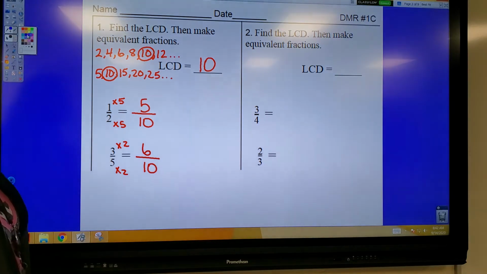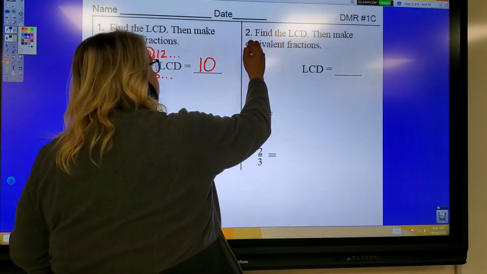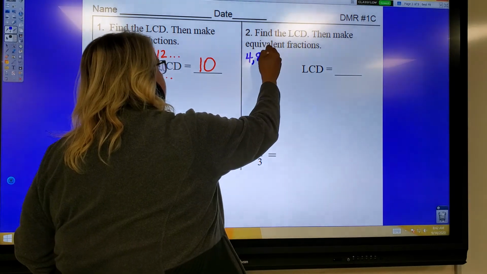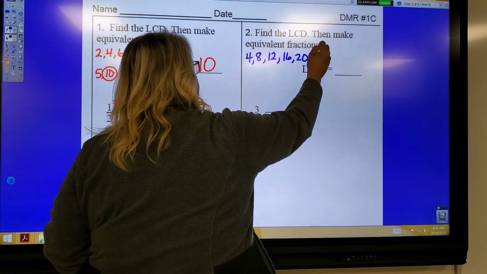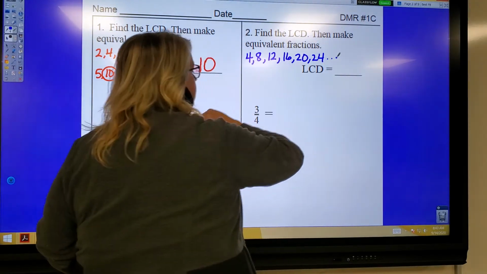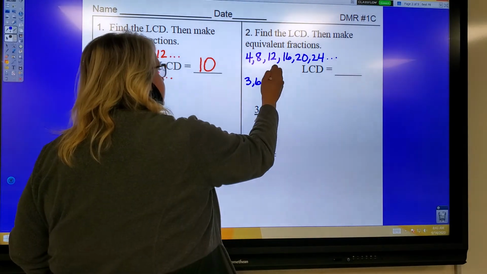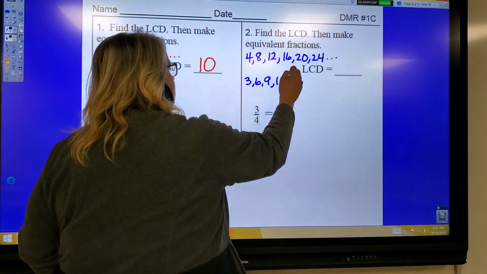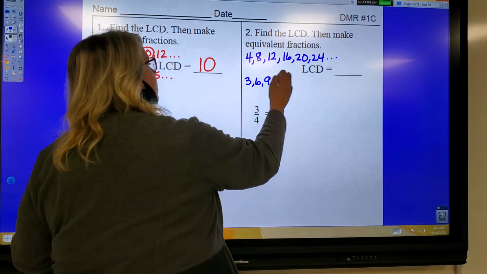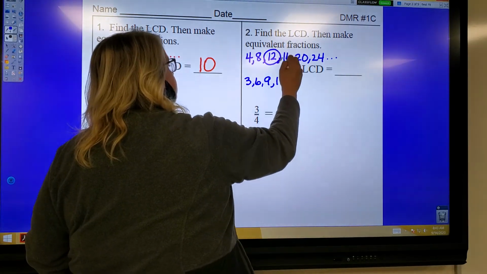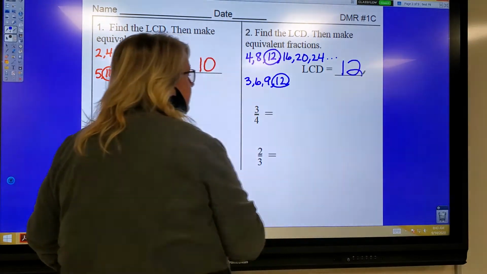I'm finding the LCD of 4 and 3. 4, 8, 12, 16, 20, 24. My multiples of 3, 6, 9, 12. And I want to be kind of thinking about these multiples that I've already listed for 4 as I'm writing these, and I see, oh, 12. So I can stop right there. I don't need to continue. So my LCD is 12.